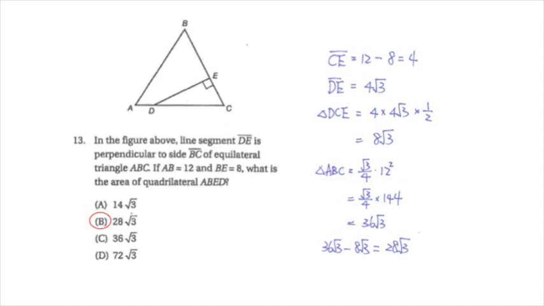In this case, our s is 12, so triangle ABC is square root of 3 over 4 times 12 squared, which is square root of 3 over 4 times 144 equals to 36 square root of 3. So the area of quadrilateral ABED equals to 36 square root of 3 minus 8 square root of 3 equals to 28 square root of 3.